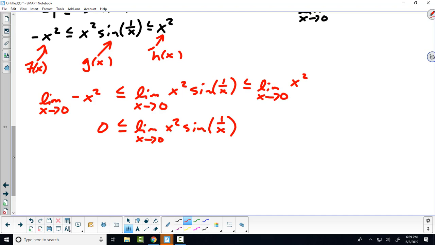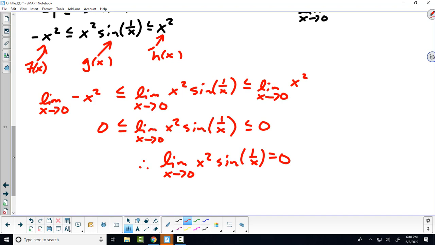But what's the limit on the right-hand side? It's also 0. So now we know that our limit exists because it's trapped between two finite numbers that are the same number. So it has to exist, and in fact is what? Therefore, the limit as x approaches 0 of x squared sine of 1 over x must equal 0. We trapped it. We didn't find it, we trapped it. That works by the squeeze theorem. Okay. Any questions on that, folks?